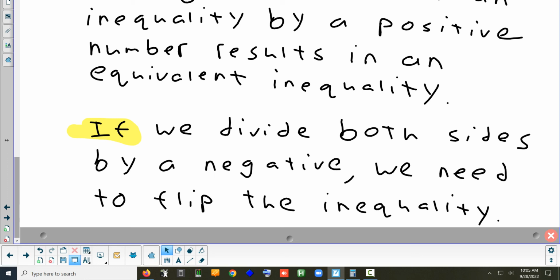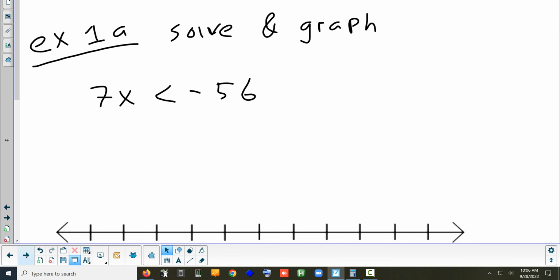As far as the notes, the steps for what we have to do today, that's the only thing that was different from yesterday. Now we'll just practice some examples. We'll do the first one together, and then I'll let you guys try one on your own. Same directions as yesterday. Solve and graph.